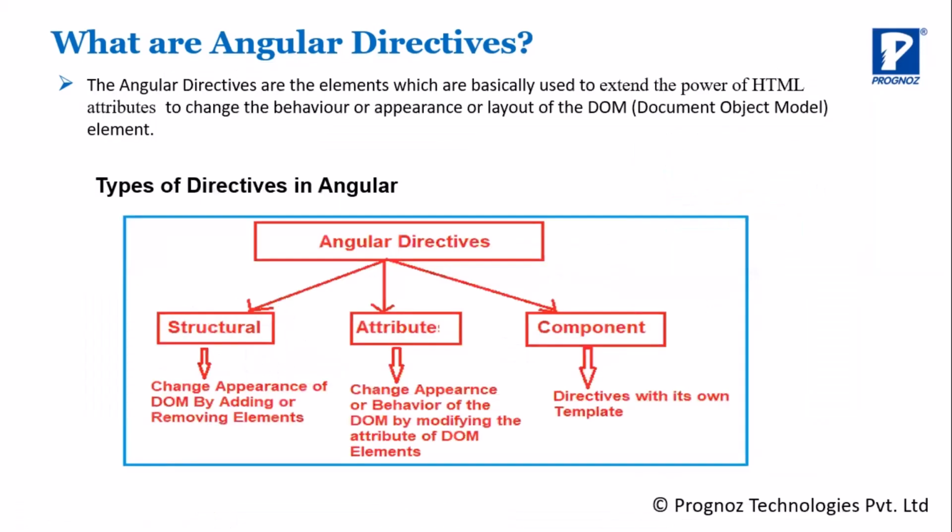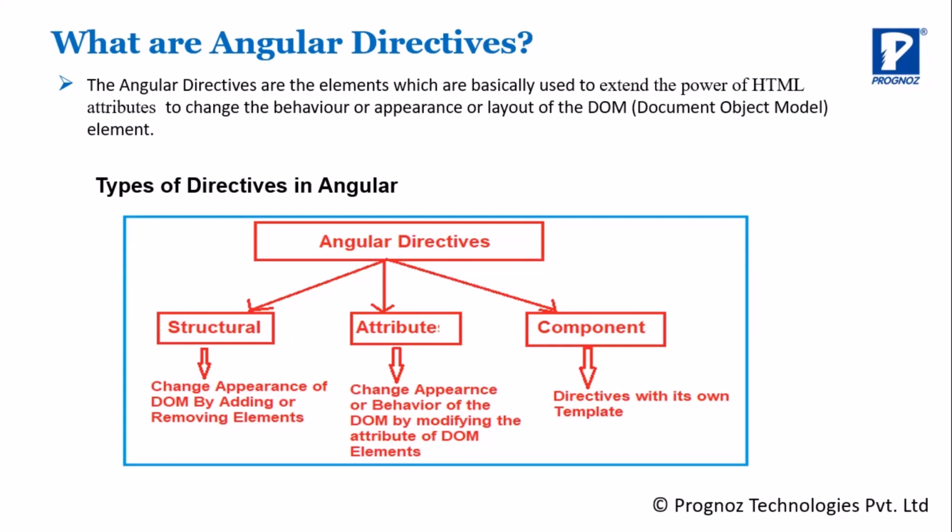So when you talk about directives, they basically extend the functionality of attributes in Angular applications, and they change the behavior, appearance or layout of the DOM. Already I explained the DOM concept in the first session, the document object model, in each and every element. And there are different types of directives in Angular. How many types of directives are there in Angular? Three types: structural, attribute and component.